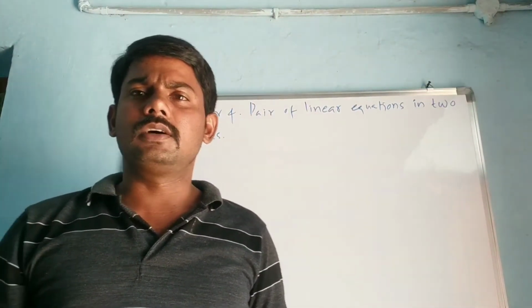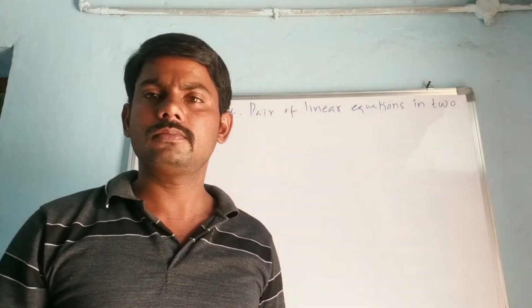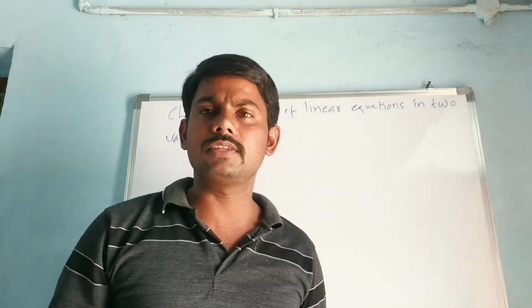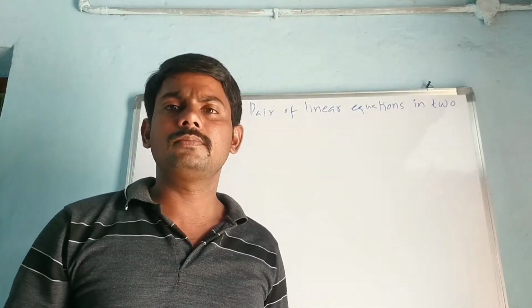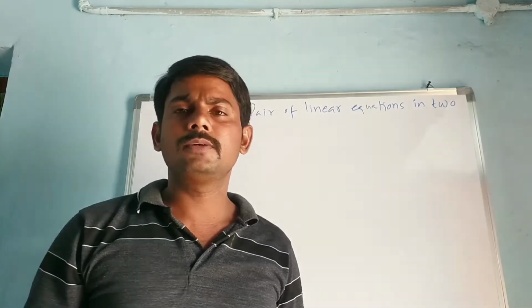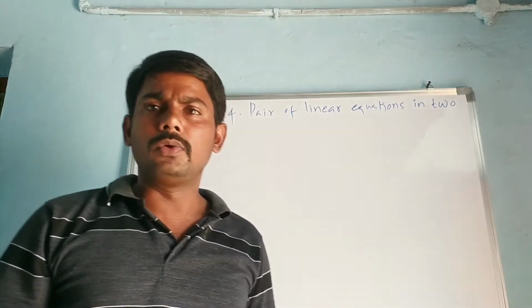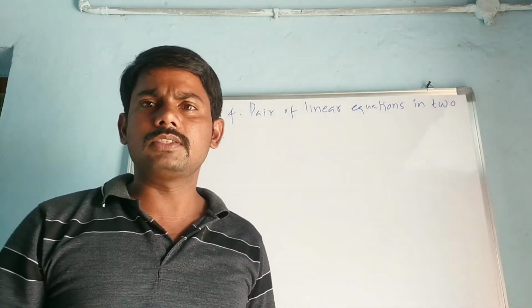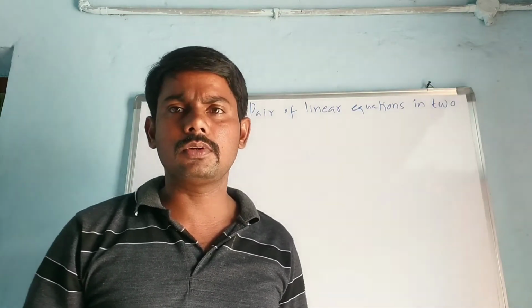We have been discussing Chapter 4, pair of linear equations in two variables. In the previous classes, we discussed 4.1 and 4.2. 4.1 is the introduction to linear equations in two variables, and 4.2 is solution of linear equations in two variables. In 4.2, we also discussed the graphical method of solution of linear equations in two variables.